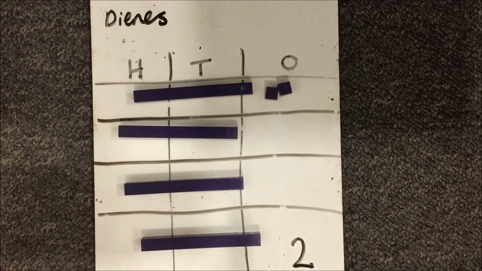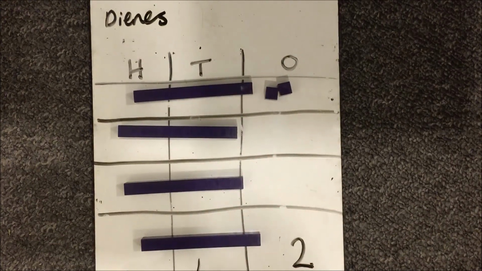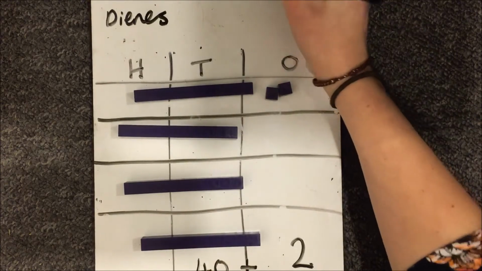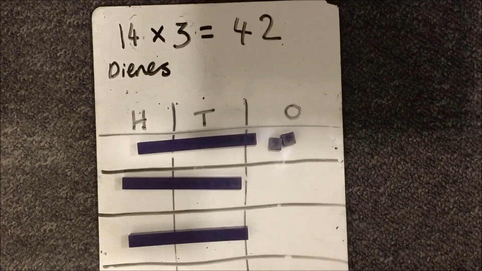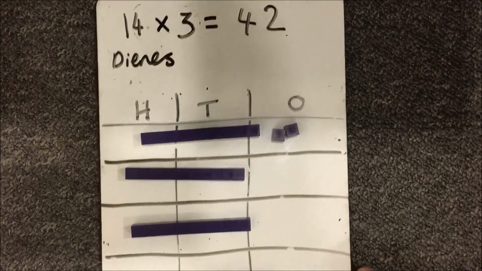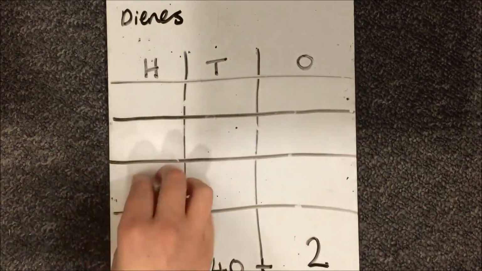In my 10s, how many have I got now? 10, 20, 30, 40. I've got 4 10s, which makes 40. And to get my answer, what do I do? 40 add 2 is the same as 42. Shall we try doing that as a drawing? You were really good at doing this when we did subtraction and addition, so hopefully you remember. It's the same, but we're just using multiplication.